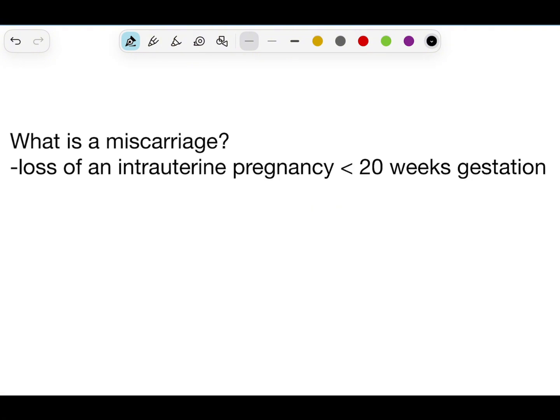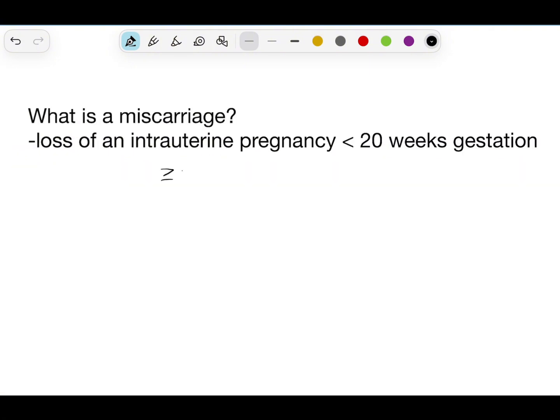But first things first, let's keep it basic. So what is a miscarriage? A miscarriage is the loss of an intrauterine pregnancy less than 20 weeks gestation. And the next question might be, well, what would you call it if it's at 20 weeks or greater than 20 weeks? That will be called a stillbirth.